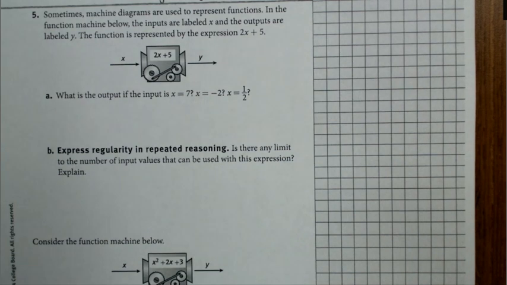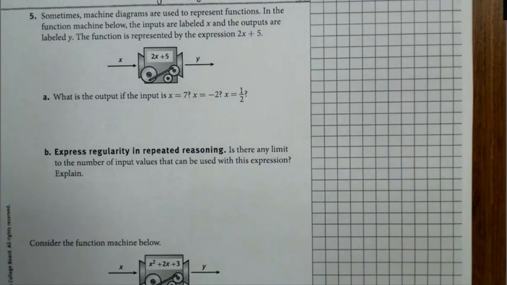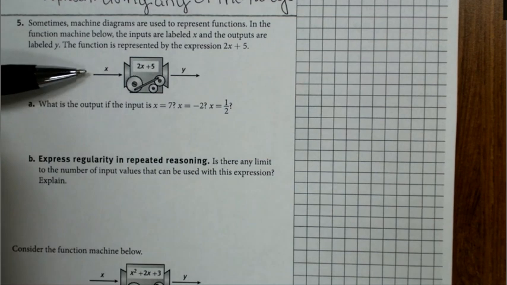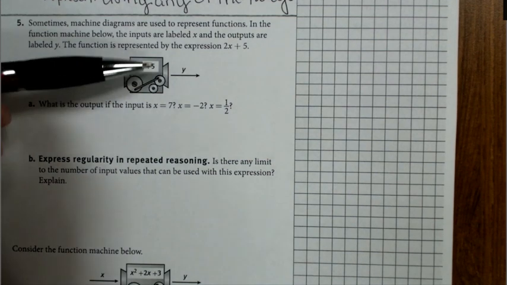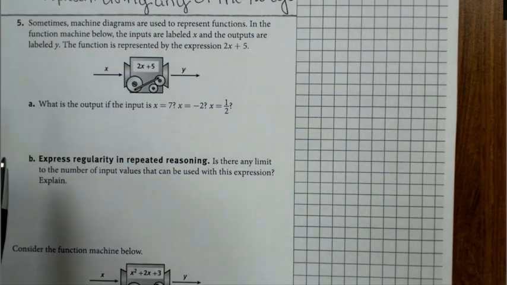Alright, the third section in our lessons covers questions 5, 6, and 7. Sometimes machine diagrams are used to represent functions. In the function machine below, the inputs are labeled X and the outputs are labeled Y. The function is represented by the expression 2x plus 5. And notice we have it inputting X. We do this function or these operations, and my output is Y.